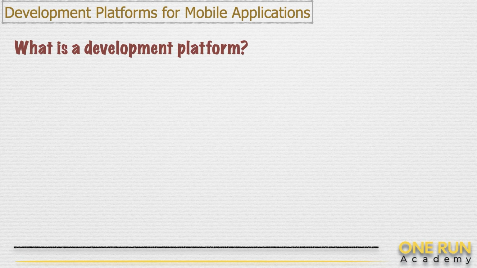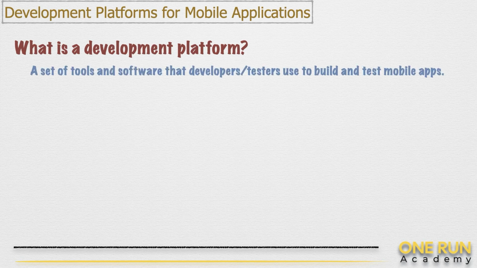So, what is a development platform in the first place? Well, a development platform is essentially a set of tools and software that both developers and testers use to create and test mobile applications. This includes the programs that help us write code, the environments in which apps are executed, and the testing tools we use to ensure they function properly. Think of it as the complete toolkit needed to go from an idea to a fully functioning application.